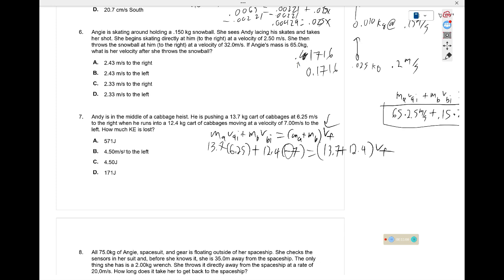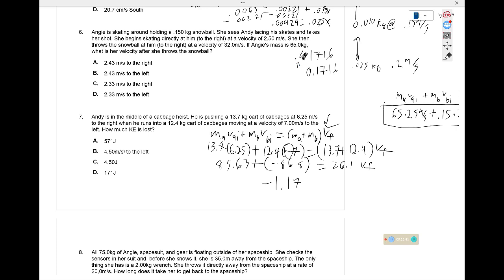But what you should end up with: 13.7 times 6.25 is 85.63, plus -86.8, equals 26.1 v sub f. So notice here, if we go 86.8 minus 85.63, we end up with -1.17. So we're moving to the left.